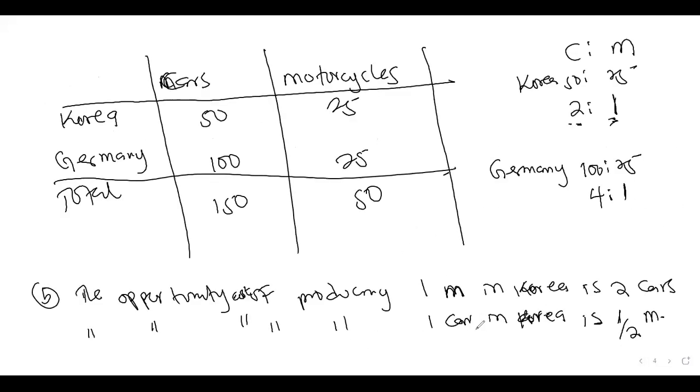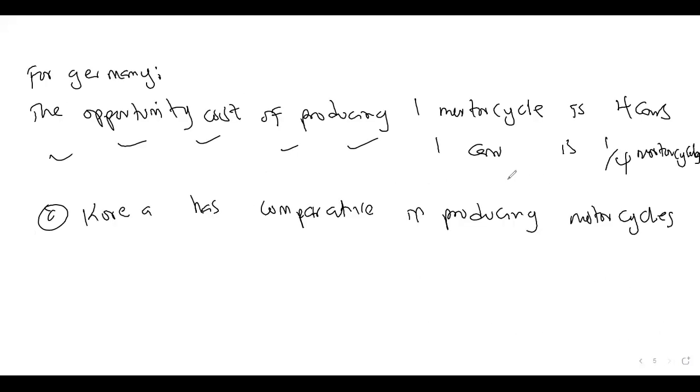Now let's check for cars. If Korea produces 1 car, it costs them half a motorcycle. And if Germany produces 1 car, it costs them a quarter motorcycle. That means that it costs Germany relatively less to produce 1 car. So here we can say that, no, that's Germany. Sorry, I keep on saying US. Sorry, it is Germany. So it means that Germany has comparative advantage, right?